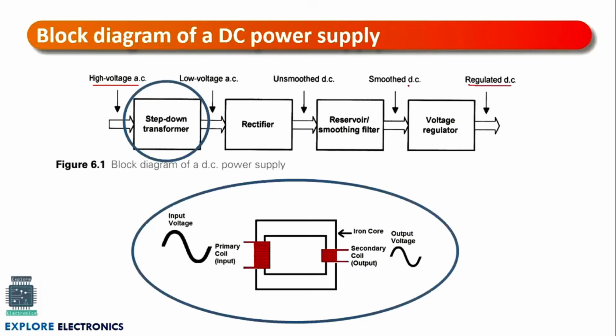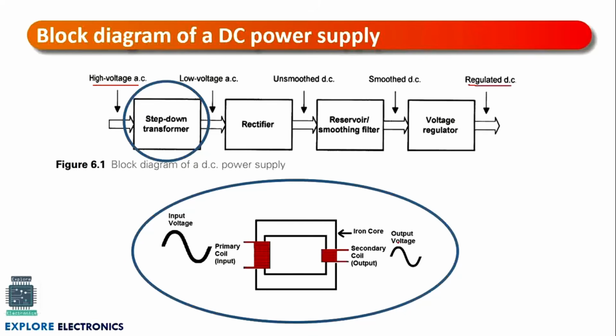First we will be having a step down transformer. The step down transformer will be having two coils wound on an iron core. One will be called the primary coil, to which we are going to provide the high voltage. And the secondary coil will be having fewer turns compared to the primary coil, and the output will be taken at the secondary coil. And here you can observe the high voltage AC is converted into a low voltage AC. The step down transformer is going to reduce the amount of voltage.